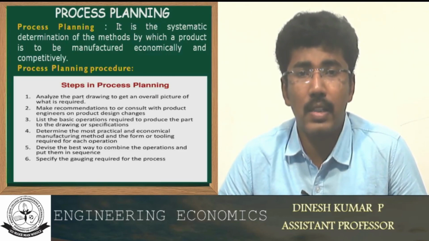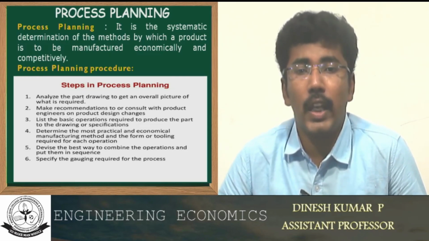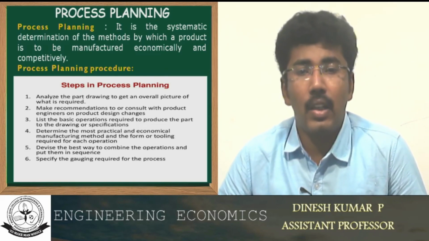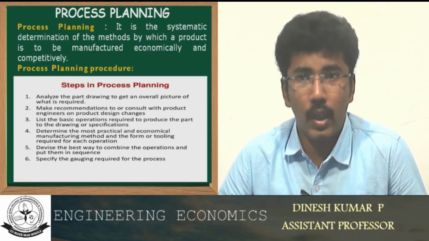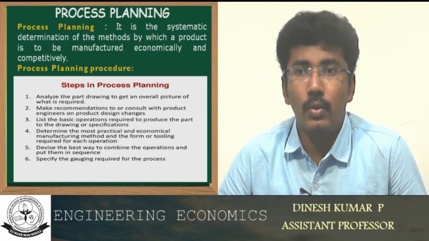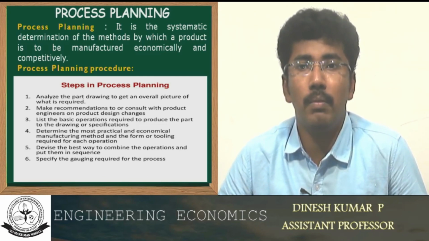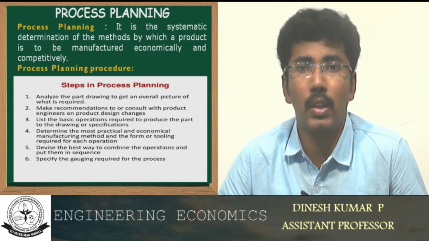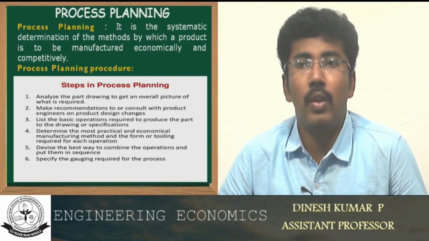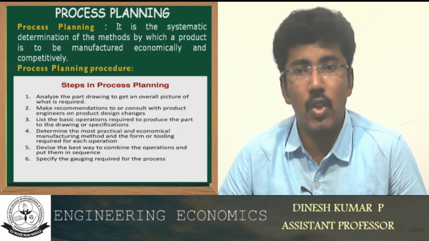Process planning is a systematic determination of the method by which a product is to be manufactured economically and competitively. What are the steps involved in process planning? First, analyze the part drawing to get an overall picture of what is required. Make a recommendation to, or consult with, product engineers on product design changes. List the basic operations required to produce the part to the drawings or specification. Determine the most practical and economical manufacturing methods and the form of tooling required for each operation.